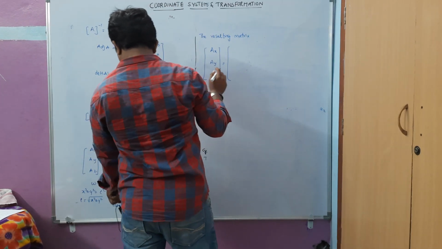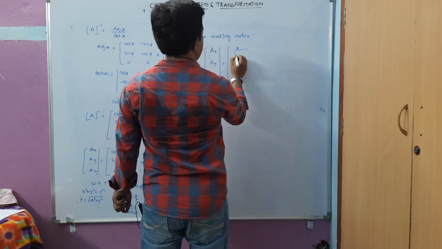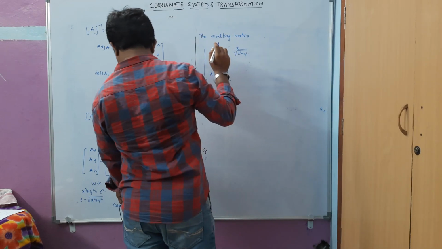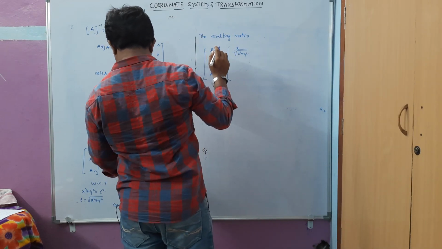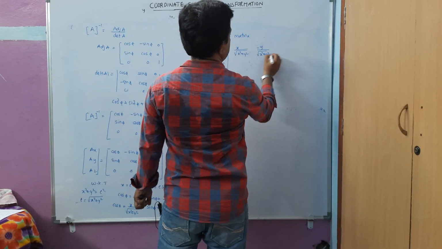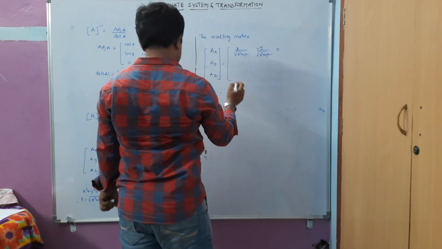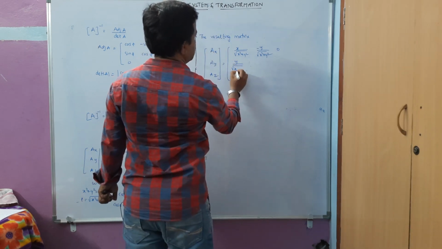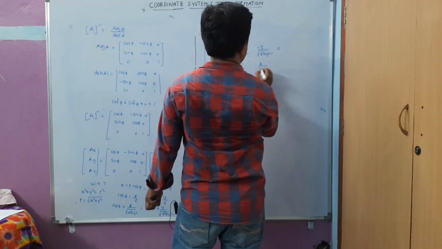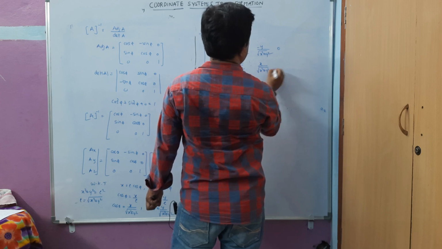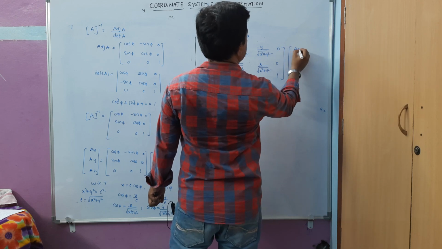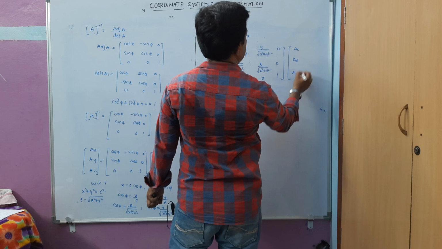So what is cos phi here? Cos phi is x by square root of x square plus y square. Next, minus sin phi is minus y by square root of x square plus y square, 0. Next, sin phi is y by square root of x square plus y square. Next, cos phi is x by square root of x square plus y square, 0, 0, 0 and 1 here. This is A rho, A phi and Az.